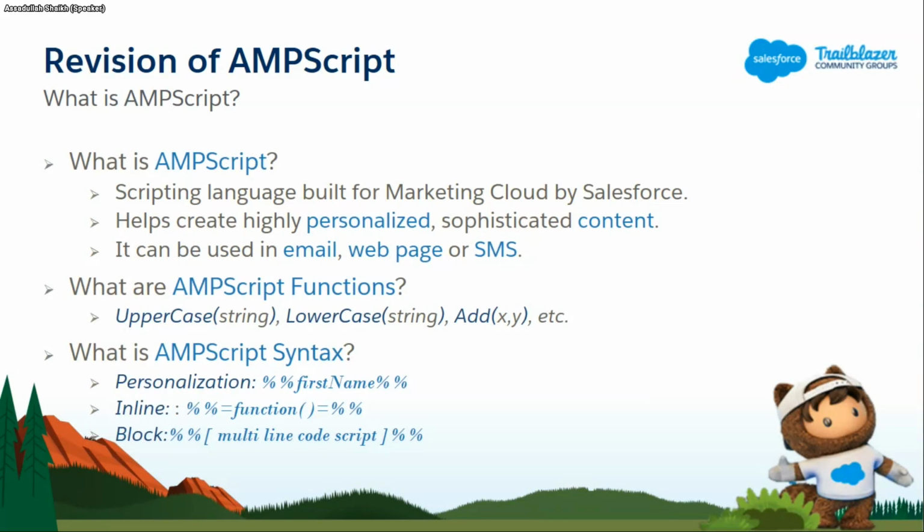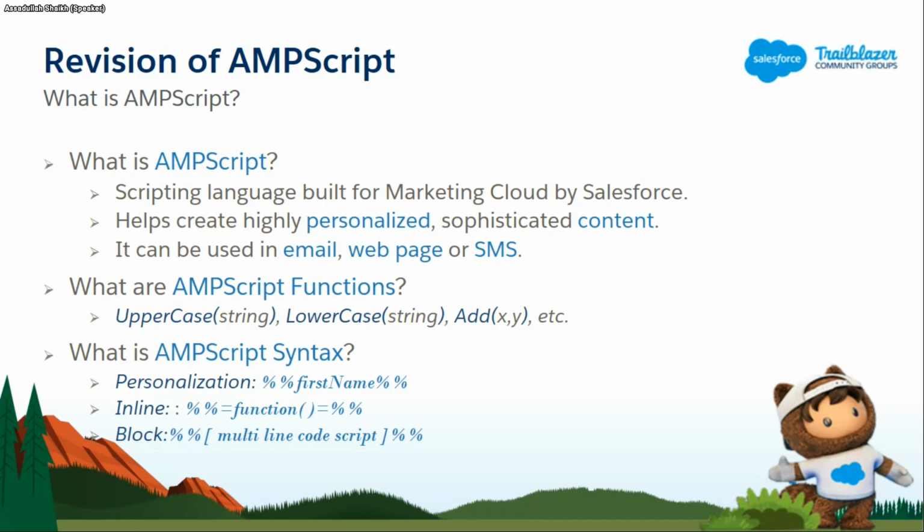And then there is inline AMPscript. Sometimes you would want to execute a function. For example, if you want to call the uppercase or lowercase function, for that you would need inline AMPscript. The delimiter used to call inline AMPscript is very similar, %%, but we have to append the equal sign, and then we put the function name. If there are any parameters, we can pass them inside the brackets, and then we close the inline AMPscript with an equal sign and %%.